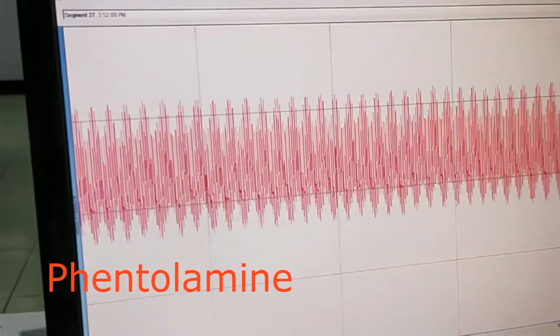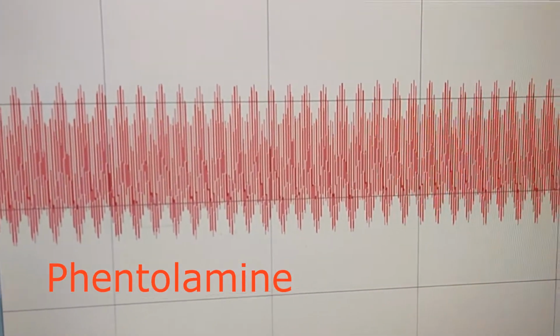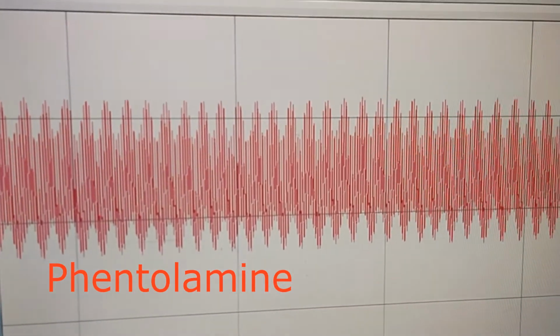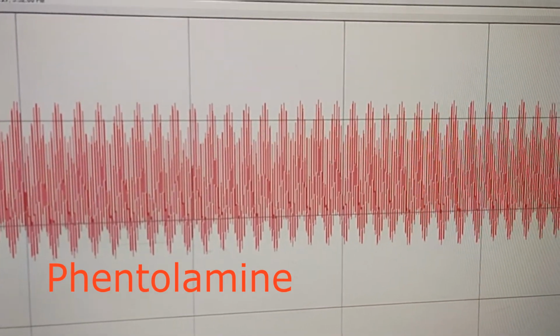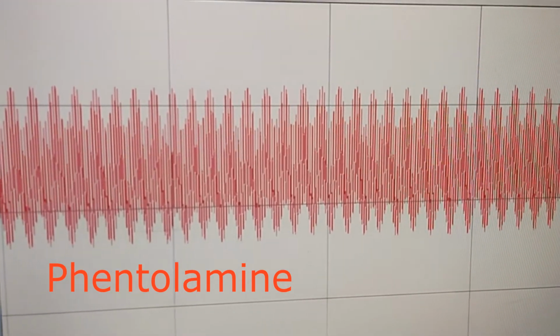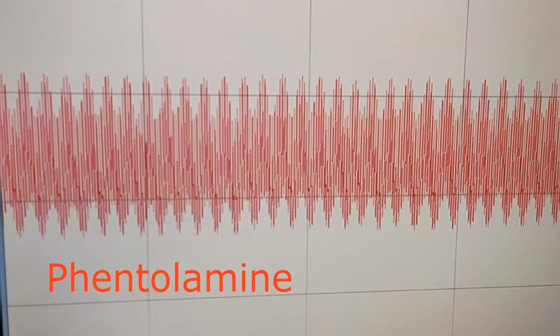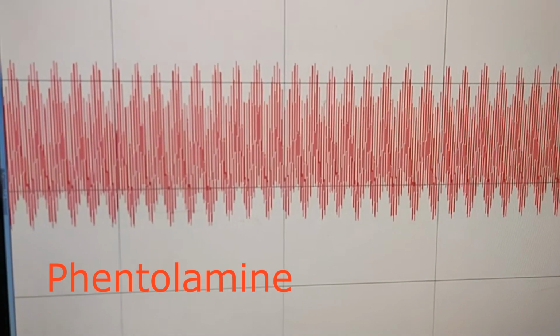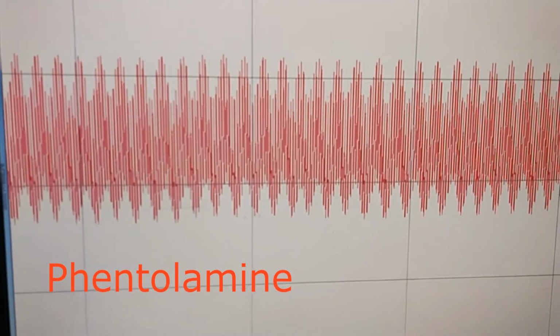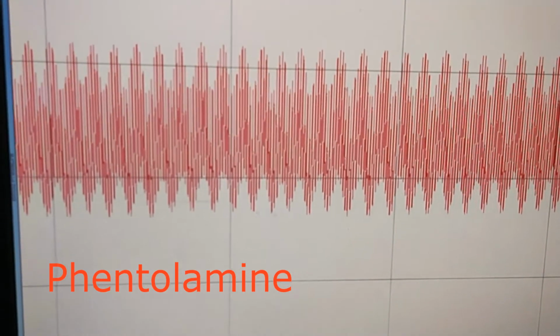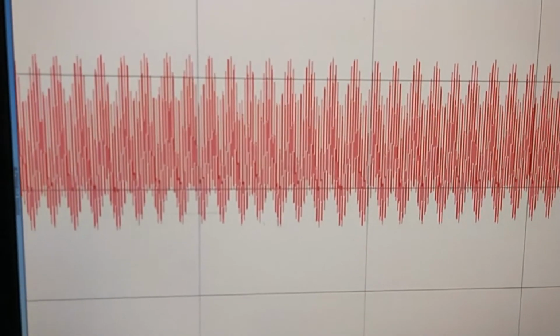So after the administration of phentolamine into the system, you can see that there is no changes in terms of blood pressure after the administration of phentolamine. And after this, we're going to proceed with the another post-treatment by using the acetylcholine, adrenaline, noradrenaline, and also nicotine.